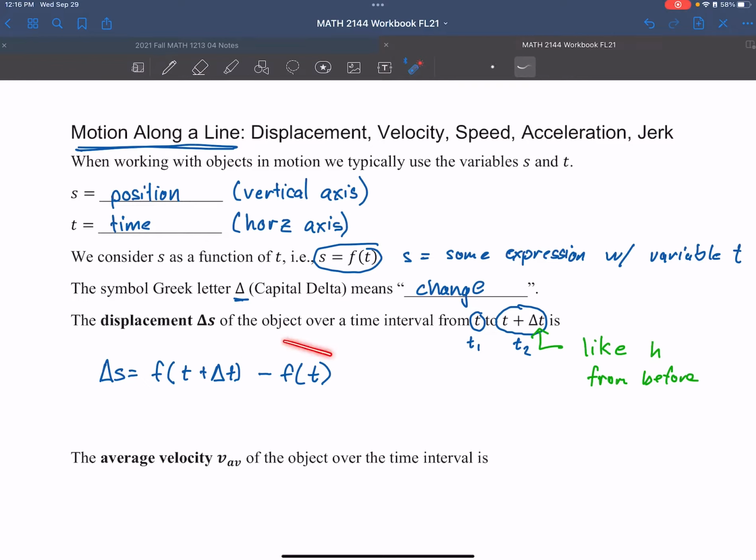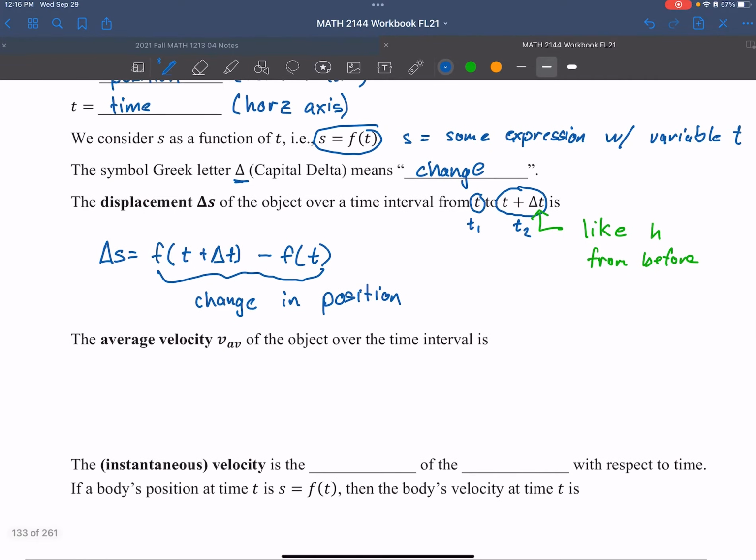So you can see that this is basically the top of a slope formula. It's just the delta s. So delta s, the displacement, you may also see it called the change in position. So that's the displacement.